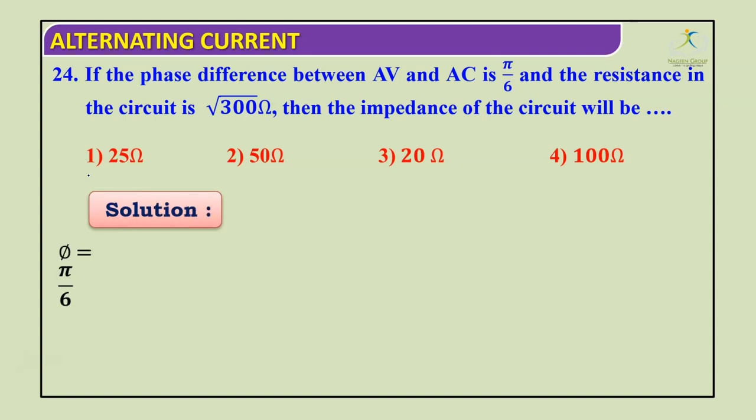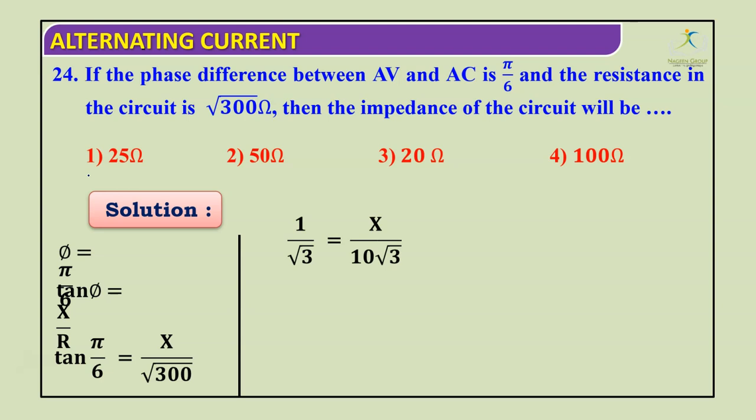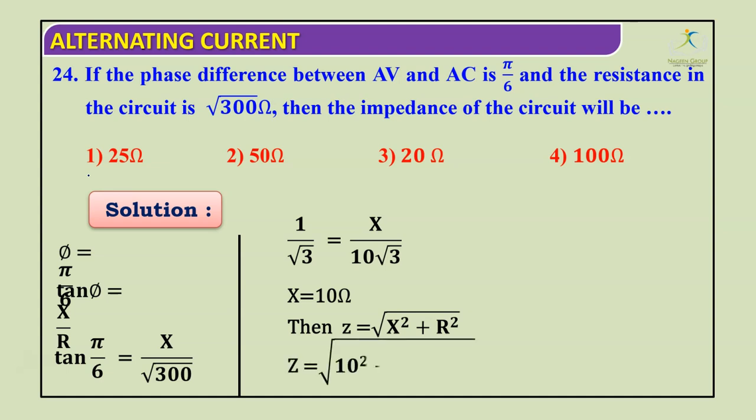Now see the solution part. Phi is given as pi by 6, and we know that tan phi is equal to X by R. So tan(pi/6) = X by R, giving X, and our impedance is given over there as under root 300. From here we can calculate the value of X, which comes to 10 ohm, and Z is under root of X square plus R square. So Z comes to 20 ohm. According to this, the correct answer is R = 20 ohm, the third option.